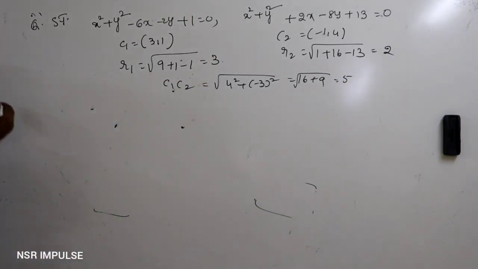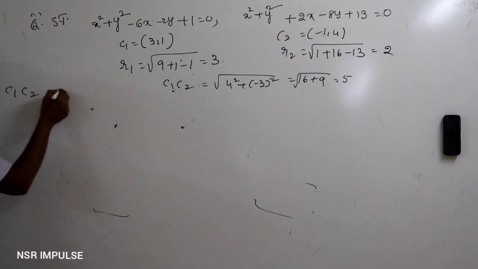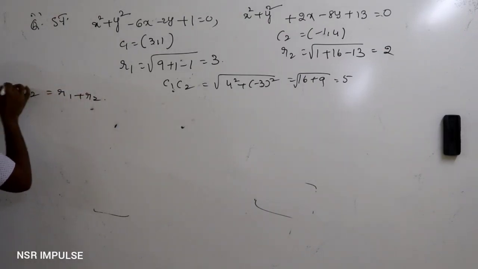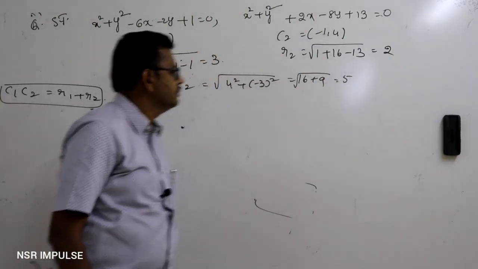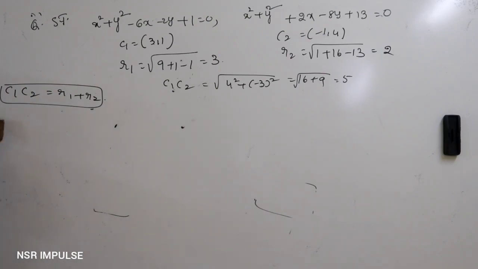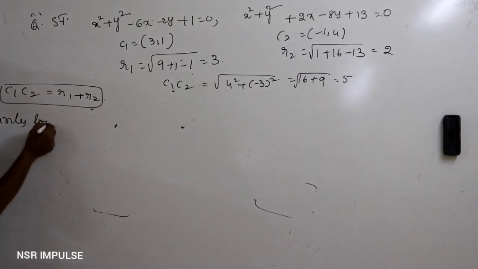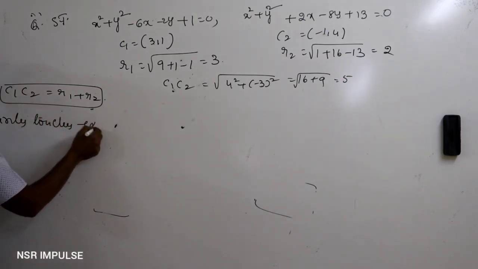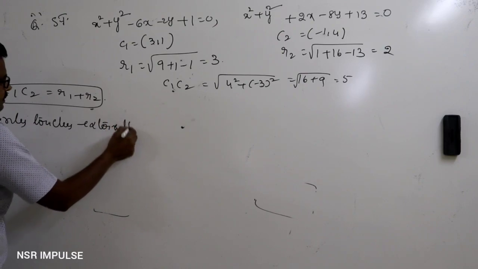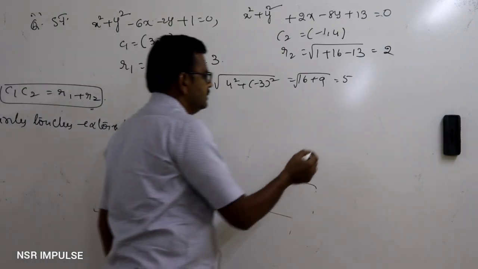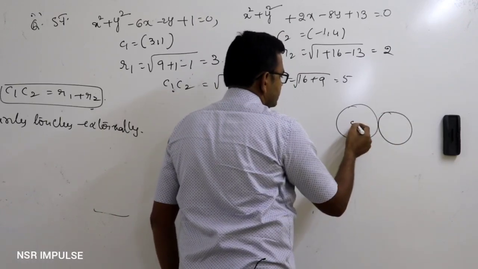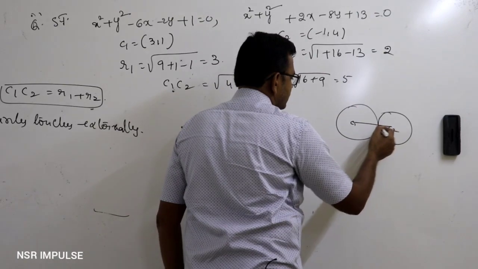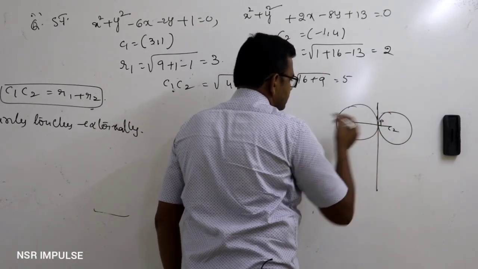Therefore, C1C2 is equal to R1 plus R2. R1 is 3, R2 is 2. So that is 5. Therefore, the two circles touch externally. Two circles touch each other externally. So this is C1, this is C2, R1, R2. So this is the common tangent.